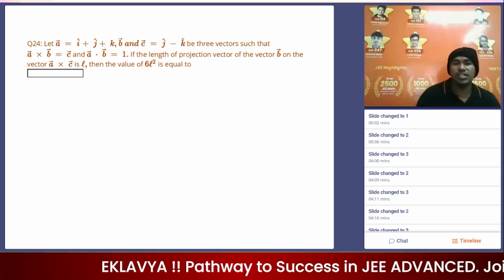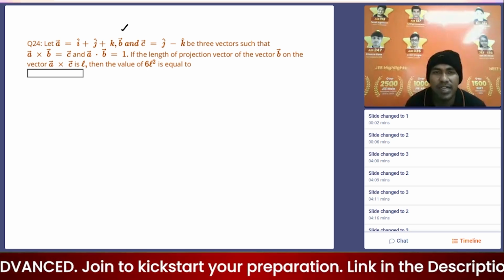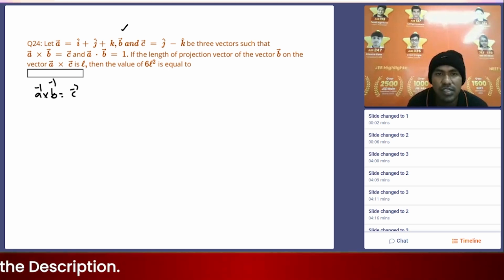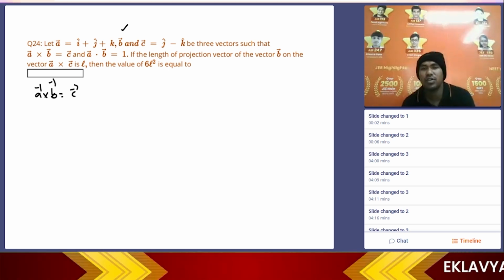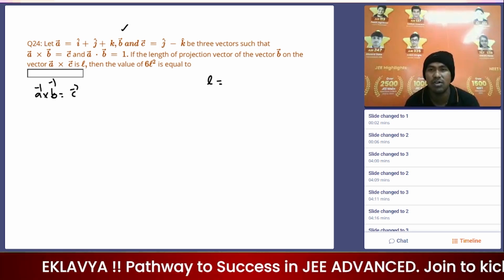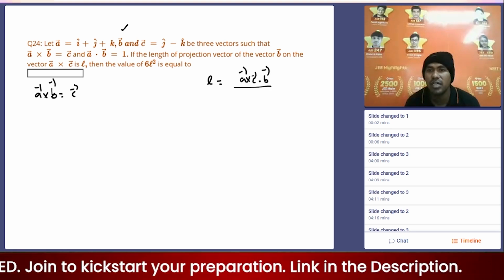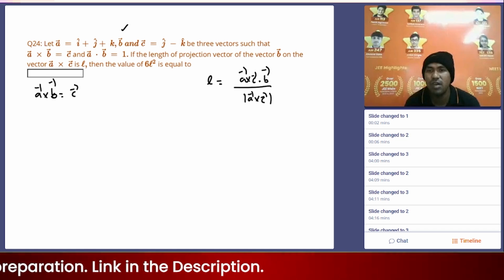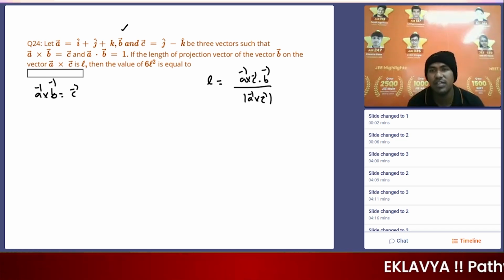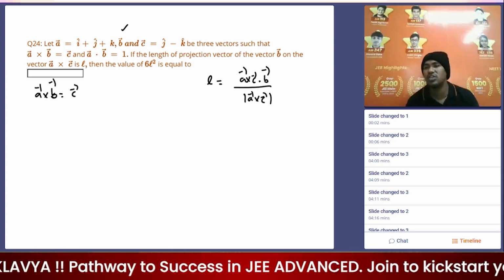Yes, so 24th question. A vector they have given, C vector they have given, and B they didn't give. 3 vectors such that A cross B is equal to C. Okay, A cross B, which is equal to C they mentioned, and A dot B is equal to 1. Okay, the length of the projection vector of B on the vector A cross C is L. That means L is equal to what they have given: A cross C dot product with B upon the magnitude of A cross C, right? Now we need the dot product with B. If I take the dot product with A cross B, and here on A cross C only, A cross C dot product with B.